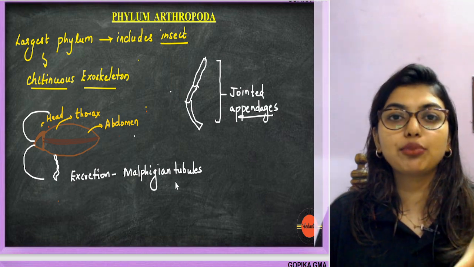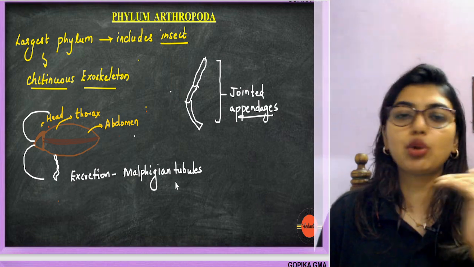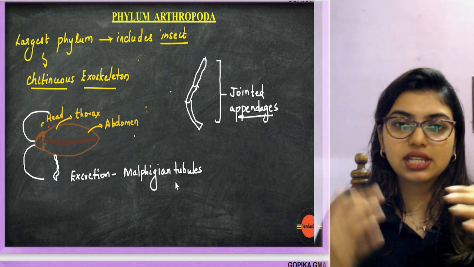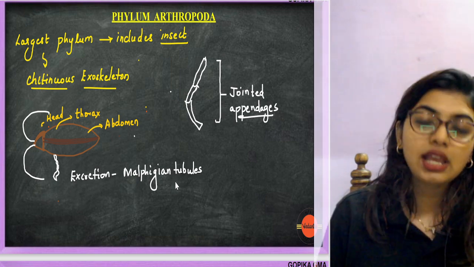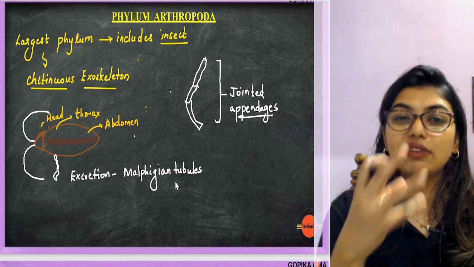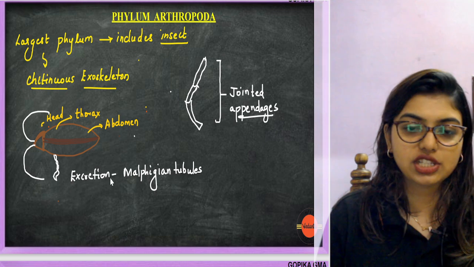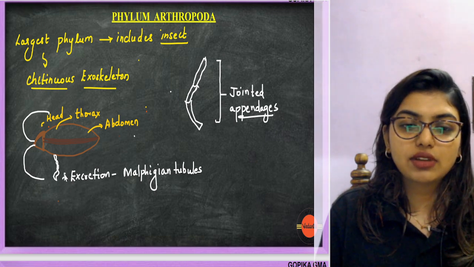They do not have proper divisions like how you see the esophagus, but they still have small portions. They have Malpighian tubules, and they have gastric caeca to put the secretions. Excretion will happen with the help of Malpighian tubules as well.